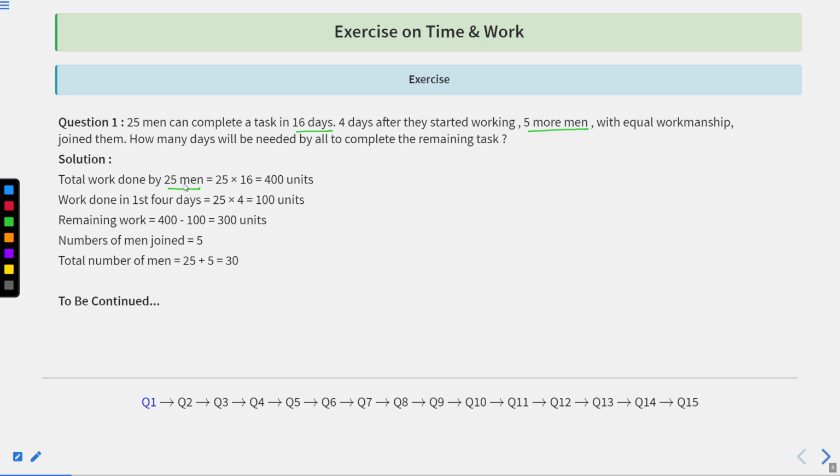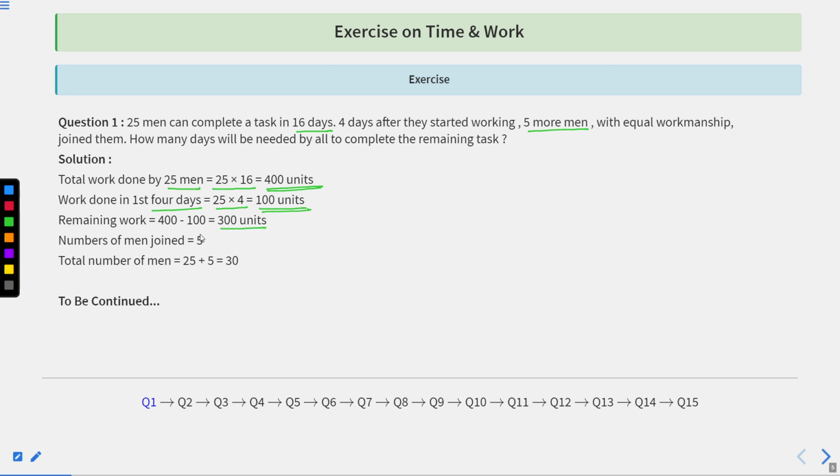So the total work done by 25 men is 25 times 16, that is 400 units. So the total work we have is 400 units. Now, during the first 4 days, 25 into 4 is done. That is 100 units of work is done. So how much is remaining? 400 minus 100. So the remaining work is 300 units.